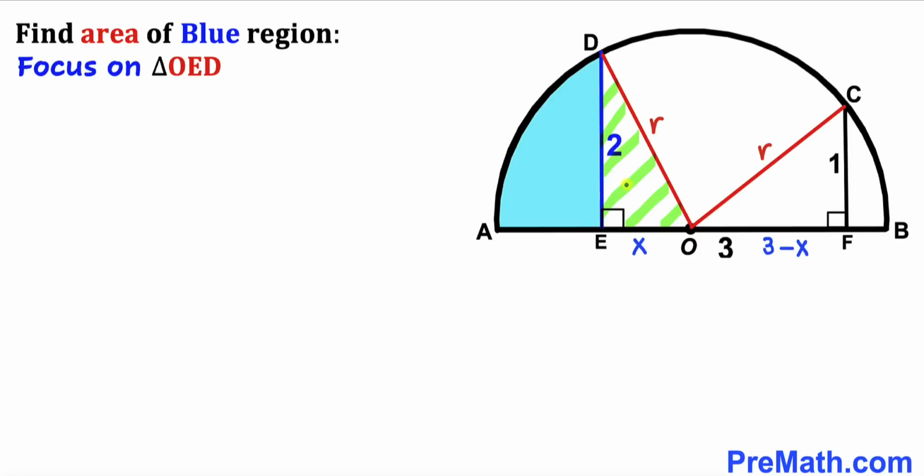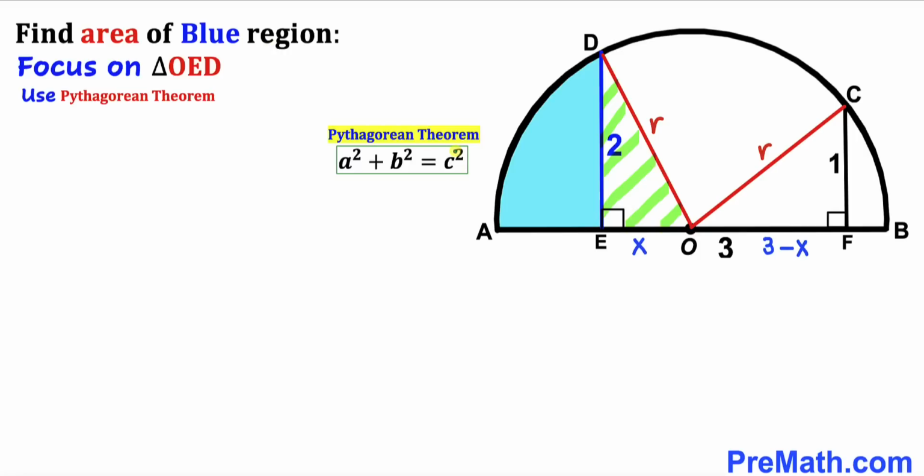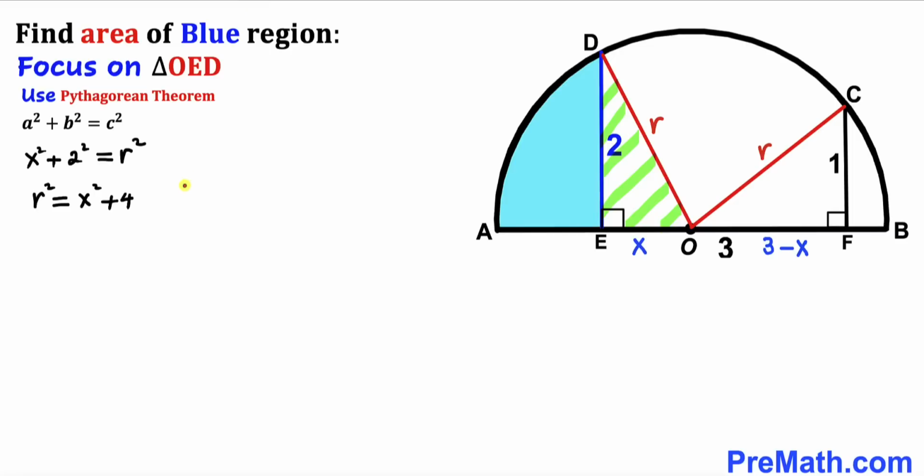Here's our next step. Let's focus on this right triangle OED. We are going to use the Pythagorean theorem for this triangle: a square plus b square equal to c square. Let's fill in the blanks in the Pythagorean formula. So we are going to have x square plus 2 square equal to r square. Let me call this our equation number 1.